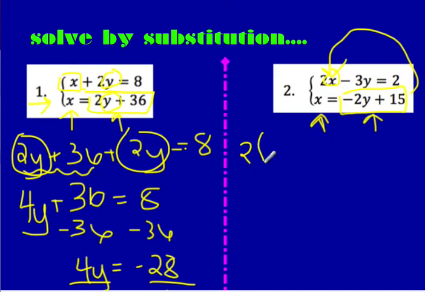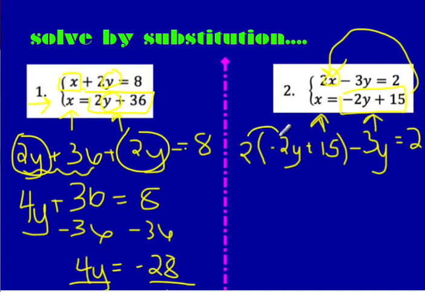And then I'm going to multiply all of that negative 2y plus 15 by that 2 that was originally on the outside of the x. And then the rest of the equation is going to stay the same. Okay, so now we need to distribute. So 2 times a negative 2y is negative 4y. 2 times 15 is 30, and then we have minus 3y is equal to 2.